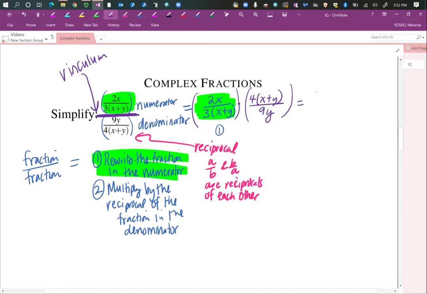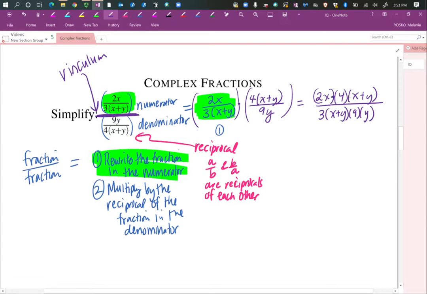So you can write this as 2 times x, if you want to, times 4 times (x plus y), and then 3 times (x plus y) times 9 times y. If you wanted to, you could reorder this and put the numbers in the front, if that makes you happy. Doesn't really matter. You can leave it like this. A lot of students are uncomfortable if I don't rewrite it, but I'm going to leave it like this for just a moment. I'll show you in a minute how to rewrite it.